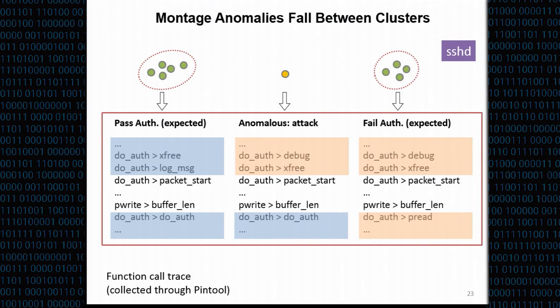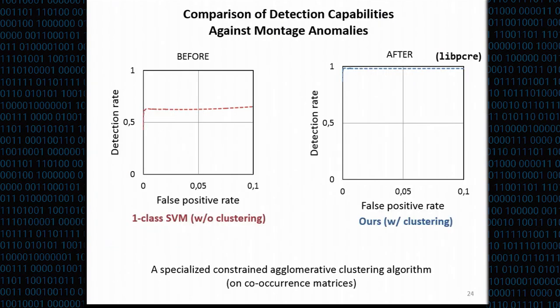That's the reason why we can detect that the red block shouldn't occur with the blue block together. Okay, by using the two-layer training and detection procedure, we get rid of the low false negative issue. So that means we can more precisely describe the normal behaviors and do not get into the montage anomaly or correct anomaly not detected.